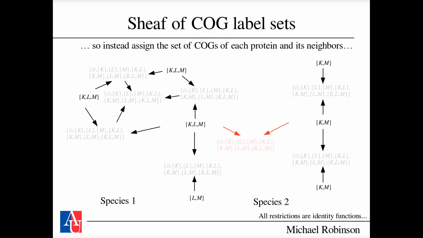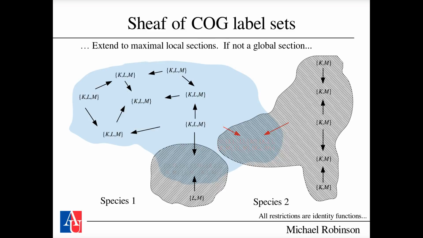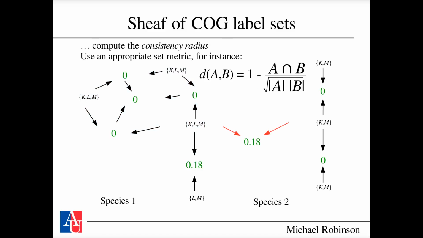Now, I don't have a pseudometric on hand yet, but I can certainly pull a set pseudometric off the shelf. And I can certainly compare whether or not I have consistency. Here's a maximal local section. If I don't have a global section, then that pseudometric is quite useful. Here's, for instance, one possible set metric that I could use. There are plenty of others. I could use the Jaccard index, for instance. I could use lots of others. For this particular one, what I've marked in green are the radii of the sets of values present at each face. And you can see that the resulting consistency radius, by inspection here, is 0.18.